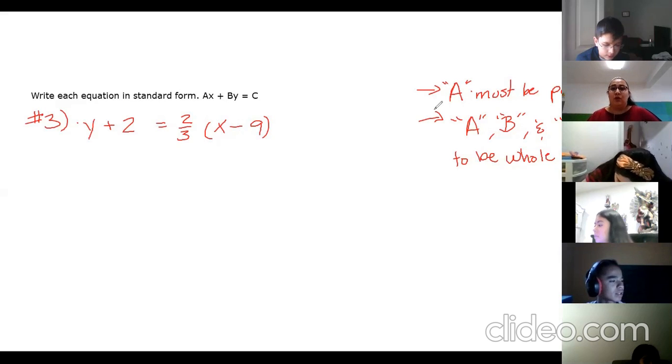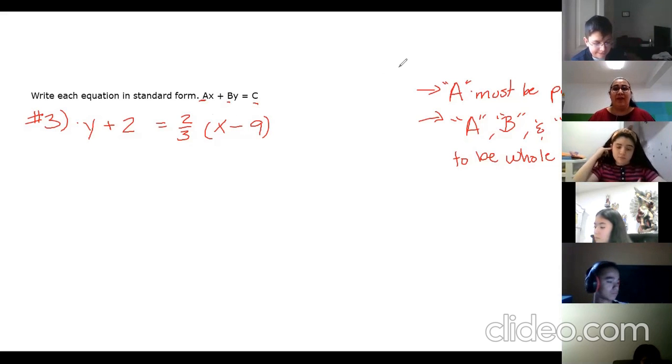Okay, so these two things we have to keep in mind before we start answering. The coefficient for x must be positive, and A, B, and C have to be whole numbers. In this case, if you notice, we have a fraction right here. We're going to deal with that fraction in just a little bit. But how do you guys suppose that we begin solving?